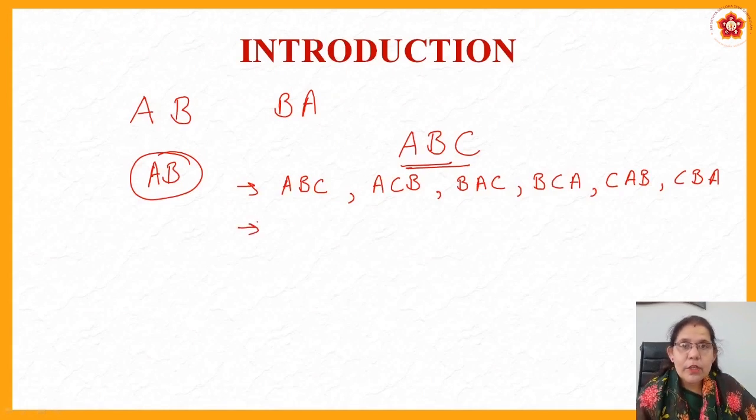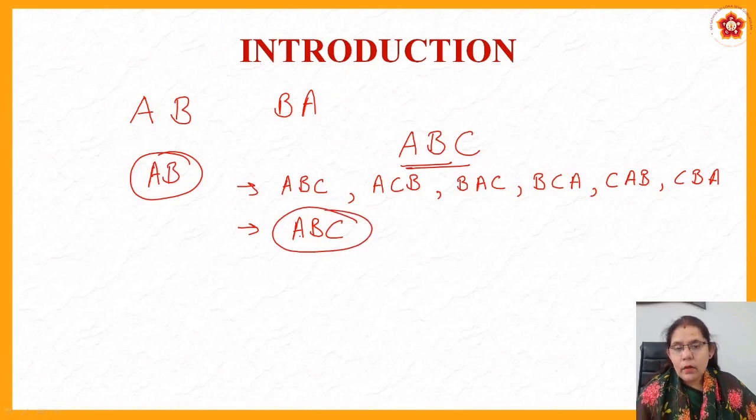Now what about combination? There are three objects A, B and C and we have to choose all three of them. So what will we do? We'll take A, B and C. Now whether we write ABC or we write down ACB or we write down CAB, in combination the order will not matter.